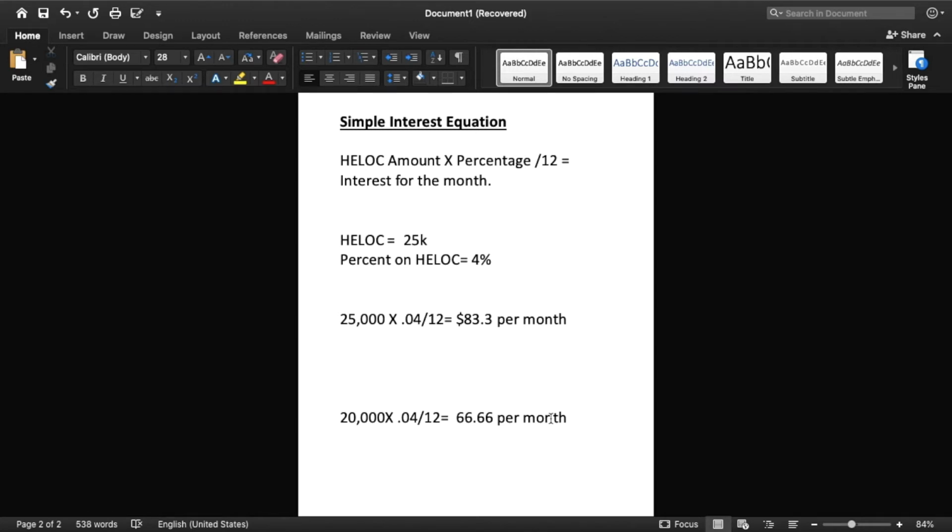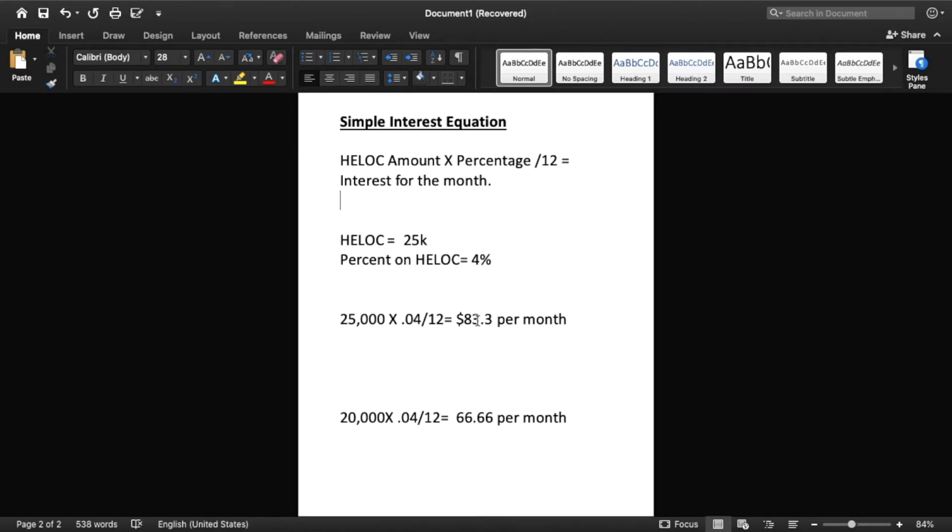And this is where we use that velocity banking strategy, where we're going to park, or we're going to put our income into the line of credit, into the HELOC, and then we're going to incrementally take it out for our expenses. So again, this is just a simple way of how to calculate simple interest. And we see if we borrowed $25,000 and we're only paying $83.30 per month on it back, that's very cheap.